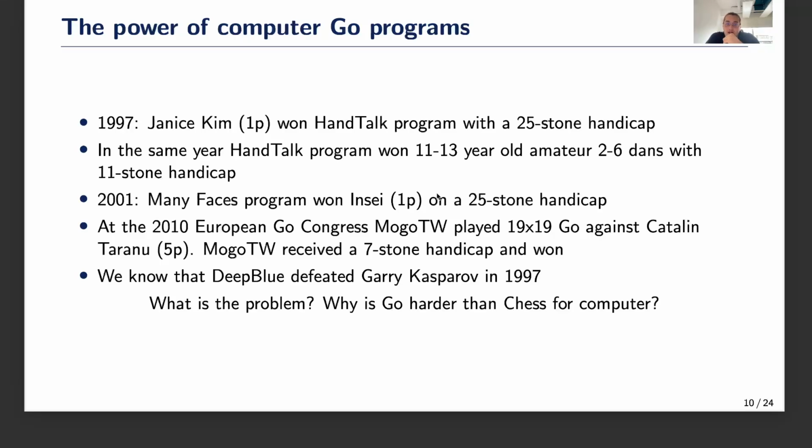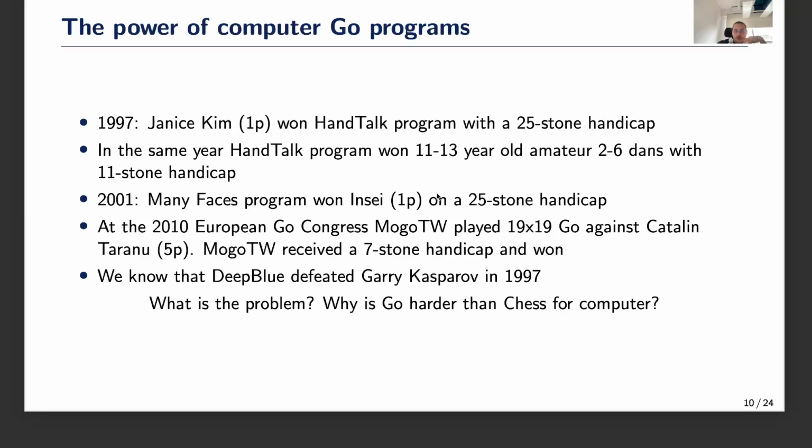The same year, Handtalk beat a group of young amateur players aged 11 to 13 years with ranks between 2nd and 6th dan, but it still needed an 11 stone handicap. In 2001, another program, Many Faces of Go, defeated an Insei, a Japanese student training to become a professional. Again, only with a 25 stone handicap.